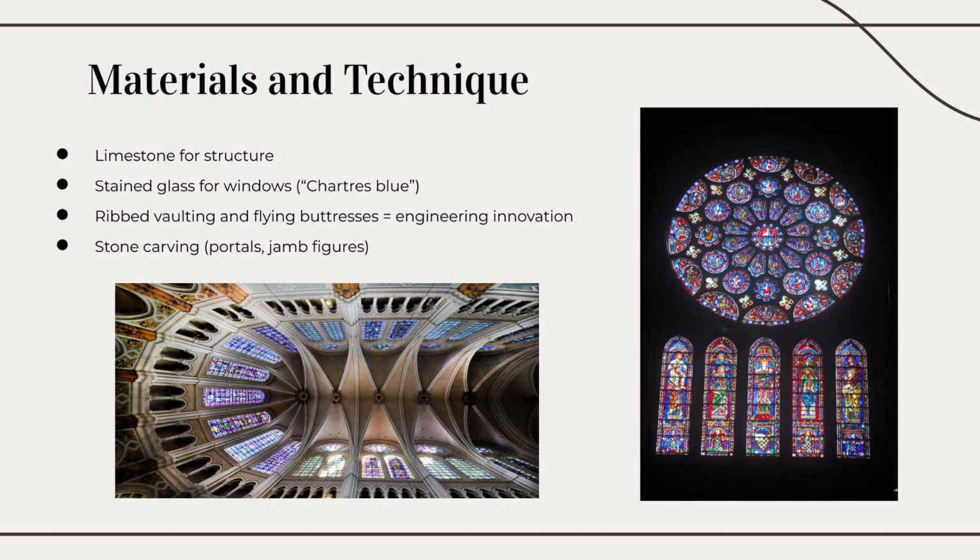Moving on to materials and technique. The cathedral is mainly built from limestone, which was carved and shaped on site. The stone is not just for structure, but also for decoration. The piers, ribs, and columns are carefully shaped to create strength and visual rhythm.